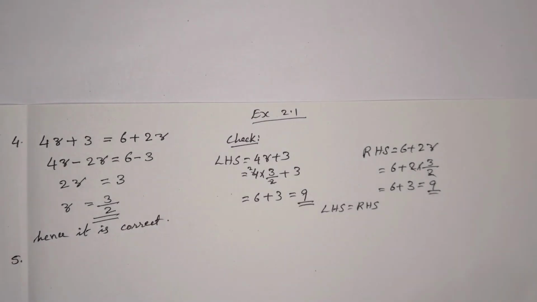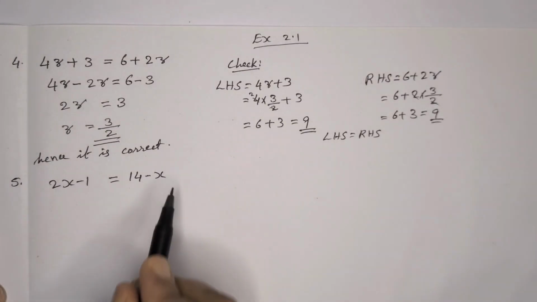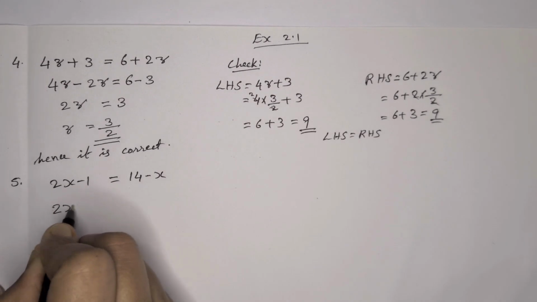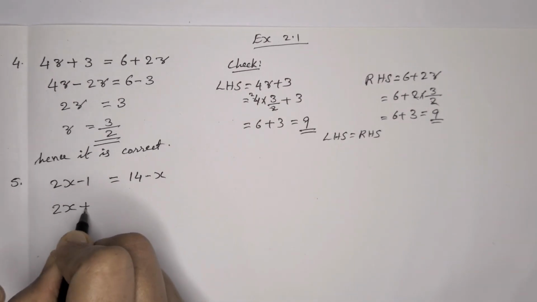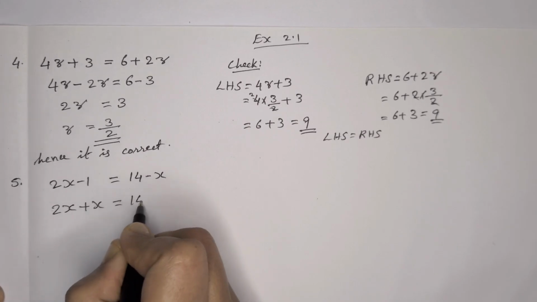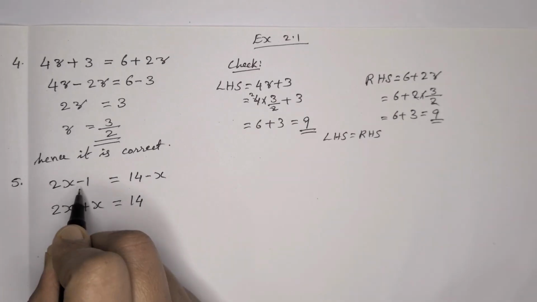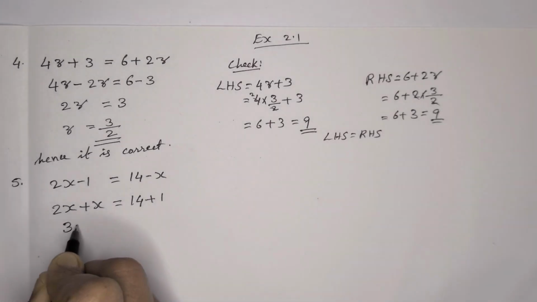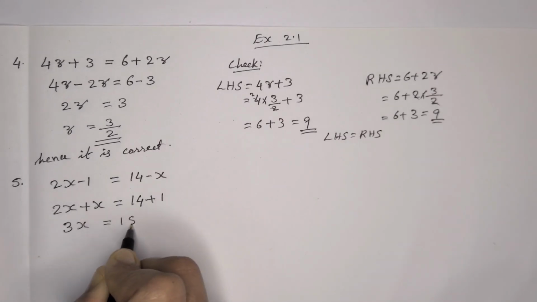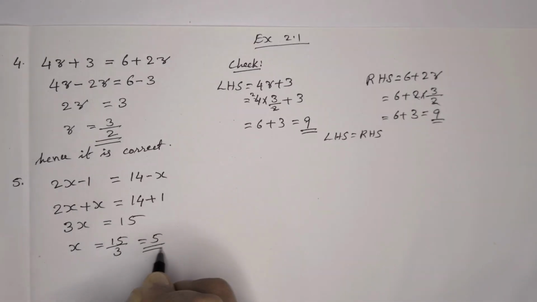Now fifth question. 2x minus 1 is equal to 14 minus x. 2x minus x, when we are moving to left, that will become plus x. It's equal to 14 already there on the right side. When we are moving this minus 1 to the right side, that will become plus 1. Now 2x plus x, that means 3x is equal to 15. That is x is equal to 15 by 3 is equal to 5.